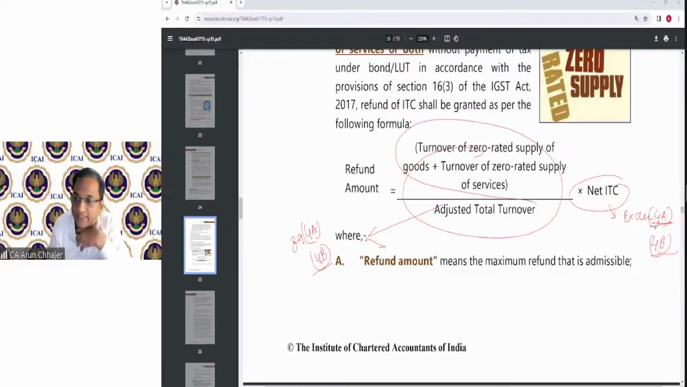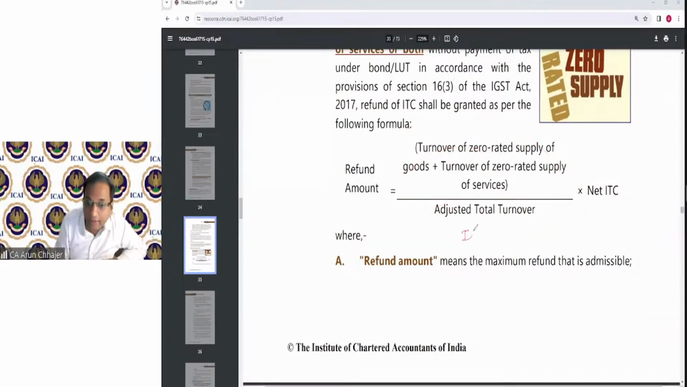89 4A 4B says that ITC due to the lower tax rate, ITC of lower bracket. Let me repeat: ITC on account of the purchase, on account of the inward supplies at a substantially lower rate.